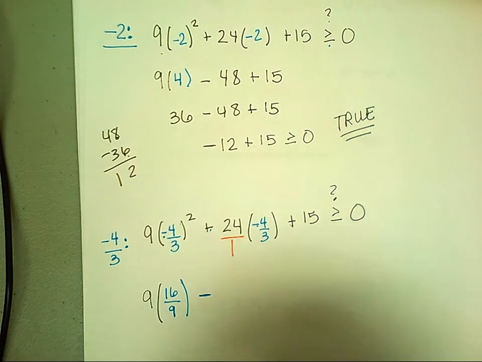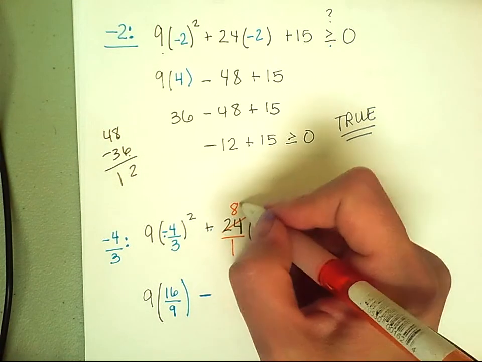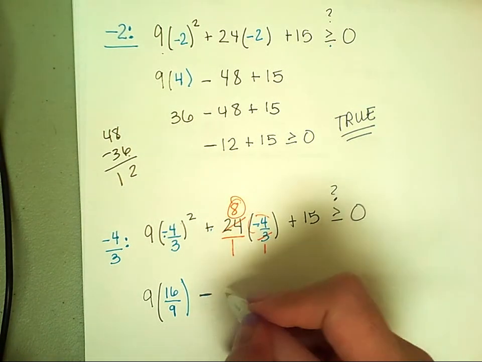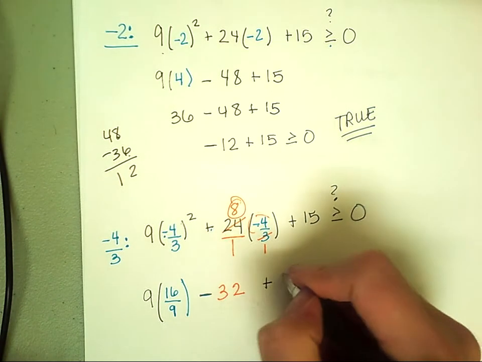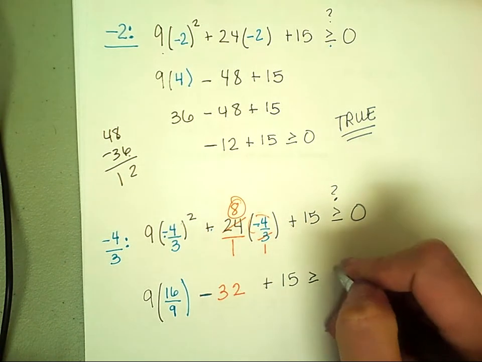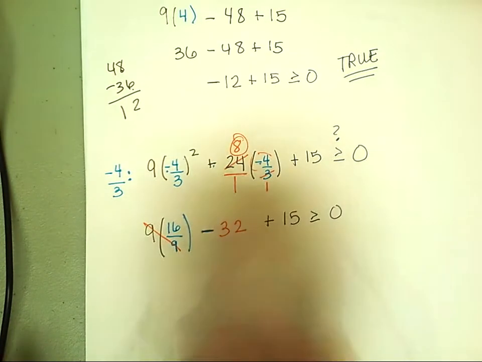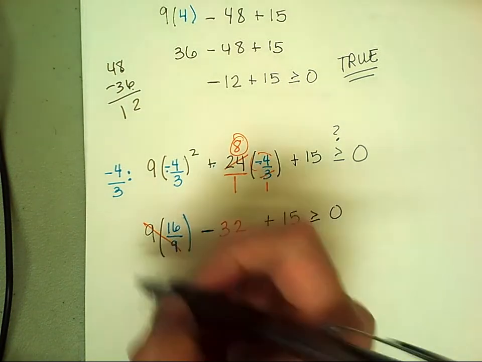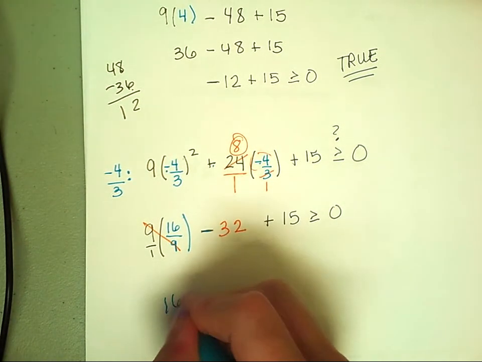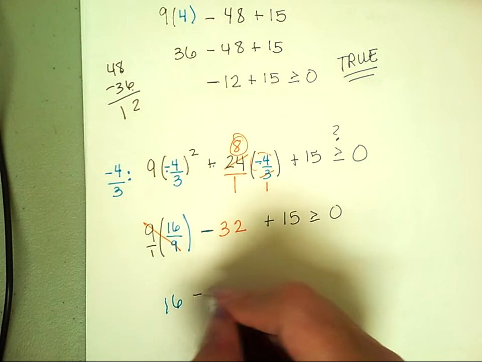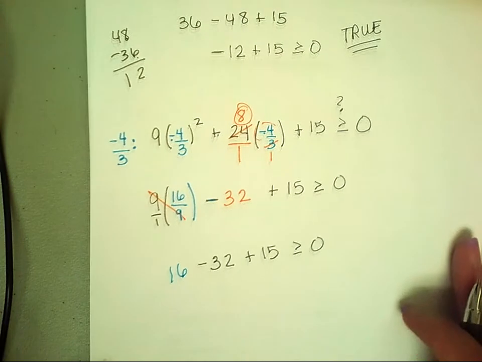We have to take this negative, negative and a positive will be minus. Now 3 goes into itself once, and it's 24 8 times, and 8 times the negative 4 is minus 32, plus 15. We're still wondering if that's greater than or equal to 0. Here this will cancel, so remember that's like 9/1. So we're left just with the 16 minus 32 plus 15.